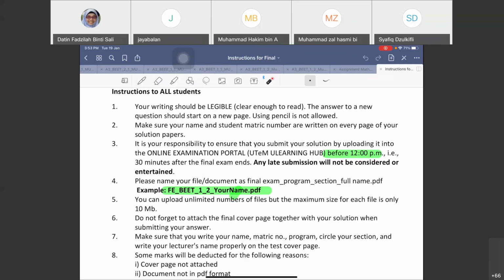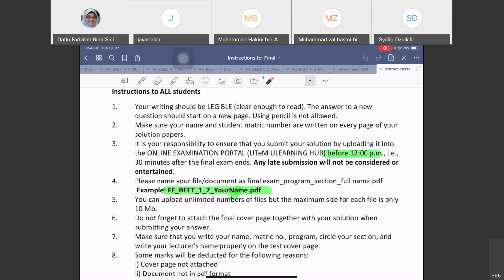Because this time the final exam is administered by BPA. BPA is our Bahagian Pengurusan Akademik, the academic division of the university. Not me, not us lecturers. Because this is the final exam, it is official. Like the mid semester test and assignment, that is us who control everything. We set up this and that, which is why we use ULearn. But now because it's a final exam, it's administered by the university's academic unit, so it's all from them.